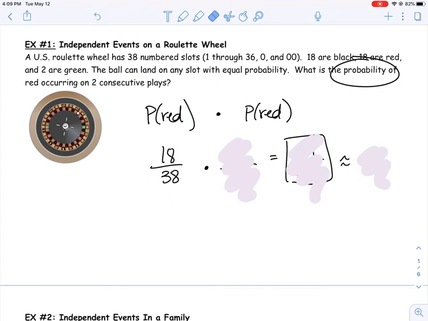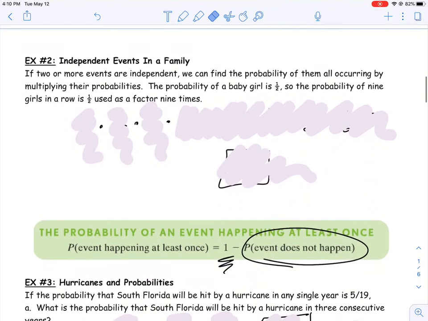When I go to roll the second time, there are still 18 red spots out of a total of 38. Nothing has changed. And so the probability of me rolling a red and then another red, a red on 2 consecutive plays, is 18 over 38 times 18 over 38, or 81 out of 361 if you reduce your fraction. Or if they wanted a decimal, you can say 0.22 or a 22% chance that I'm going to land on the color red.